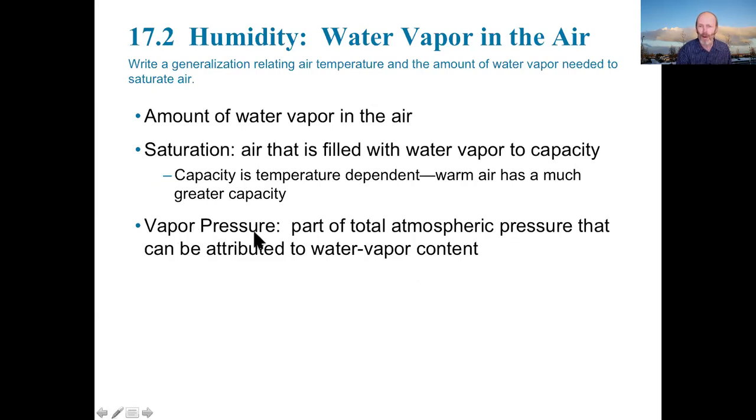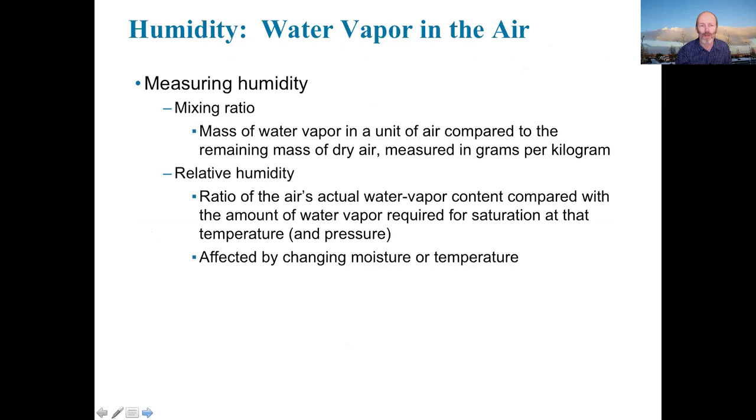Our vapor pressure is part of the total atmospheric pressure. Remember, we've got the atmosphere pushing down on us, our barometric pressure. We can do different ways to measure humidity. We have our mixing ratio, where we're sort of comparing the amount of water vapor compared to the remaining mass of dry air, or we can talk about relative humidity.